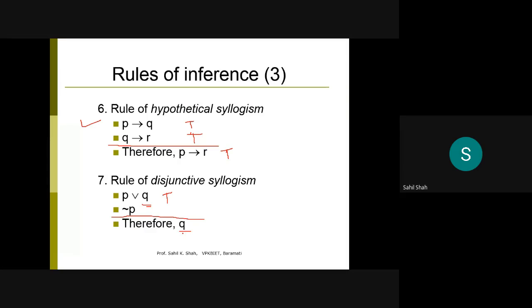That is the conclusion. If we want P or Q to be true, out of which I know that P is false because of this negation, then what will be the result? Q has to be true. This is the rule of disjunctive syllogism.